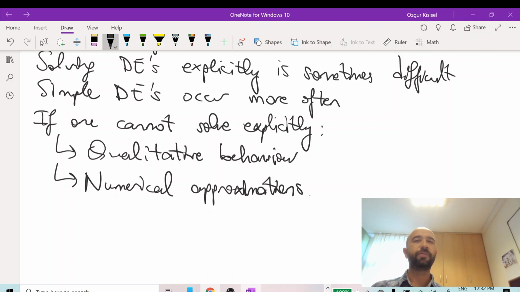So you may not know the function, but using a computer or otherwise can approximate it. And that's done a lot. Okay, so these were some general comments.